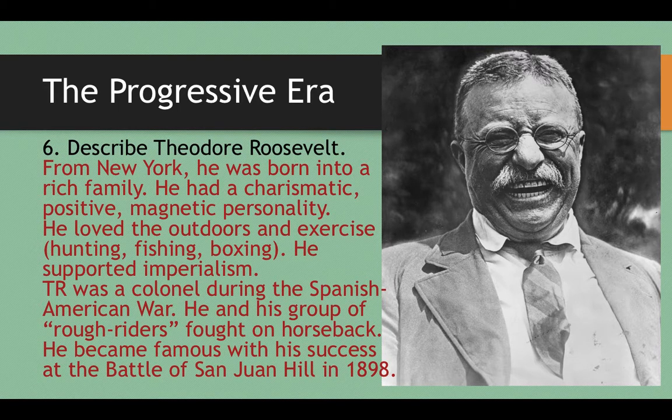So Roosevelt was a colonel during the Spanish-American War. When McKinley was president, he was a colonel. He and his group of Rough Riders, they were called, fought on horseback. And when you fight on horseback, that's called cavalry. Now, he became famous with his success at the Battle of San Juan Hill in 1898 during the Spanish-American War.